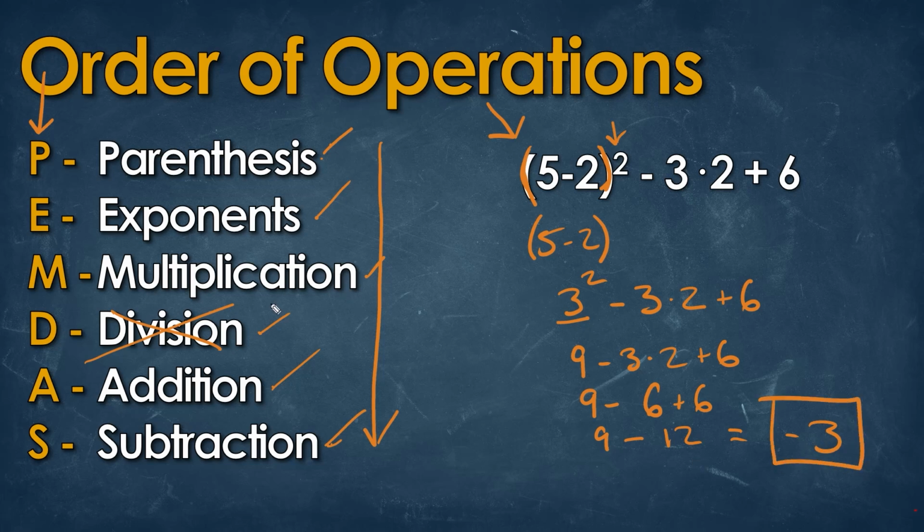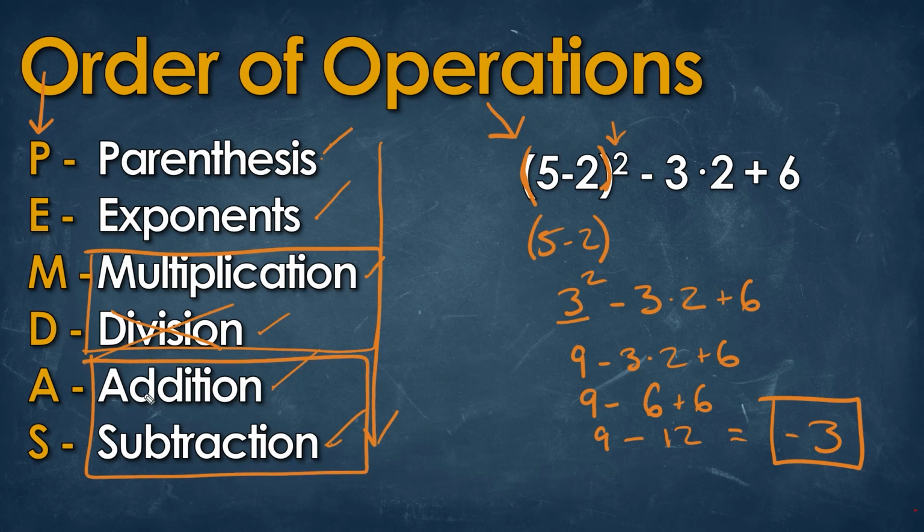Now, when we have multiplication and division, we can actually do those at the same time. It doesn't matter if you see division and you want to do that first, you can, or multiplication, it will still give you the same answer. And the same is true for addition and subtraction. We can do those at the same time. Parentheses and exponents, you can't do that. You still have to follow those in the order that's given.